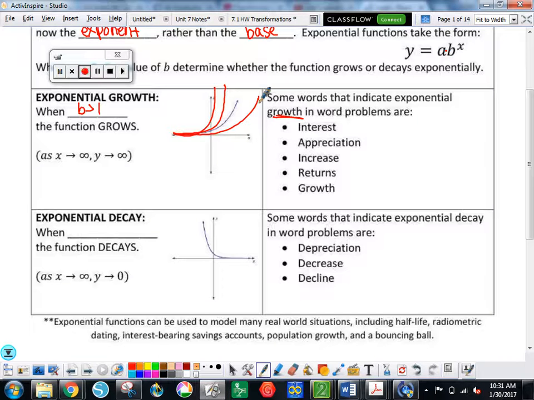A decay model looks like this. You're getting closer and closer to 0. Depreciation, decrease, decline would all be decay models. And I would recognize the decay model if my b is between 0 and 1. If it was 1, it would just be a line.